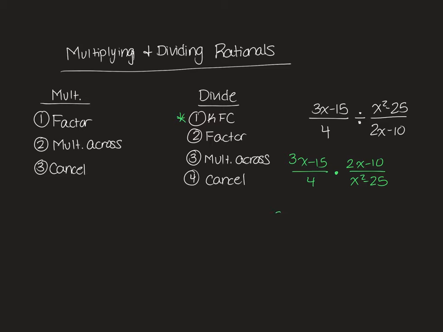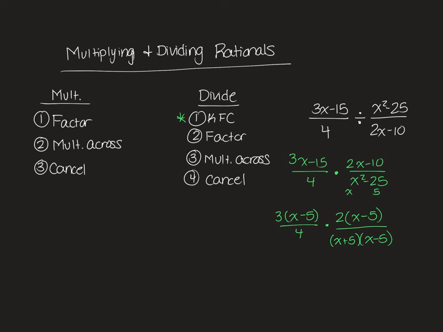Let's see, so I can factor a 3 out of the top over here, so that will give me x minus 5. I can factor a 2 out of the second numerator, and that will give me x minus 5. And then x squared minus 25 is a difference of squares. So x squared is a perfect square of x, 25 is a perfect square of 5. So it factors to x plus 5 and x minus 5.